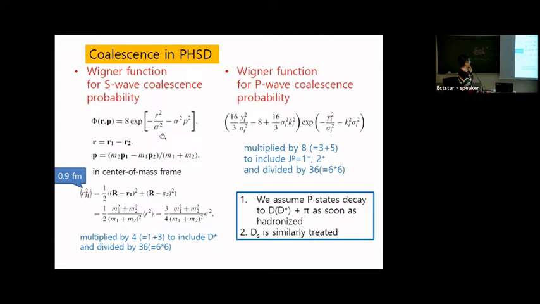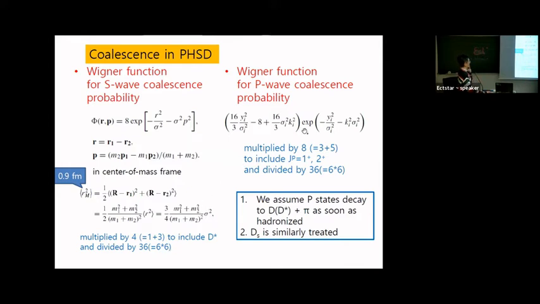And this sigma is related to the radius of the heavy meson, and we assume this radius is 0.9 fm. This Wigner function is multiplied by (1+3), to include not only pseudoscalar meson, but also vector meson like D star, and divided by 36. Yeah, 6 times 6, and each 6 is responsible for color factors and spin factor.